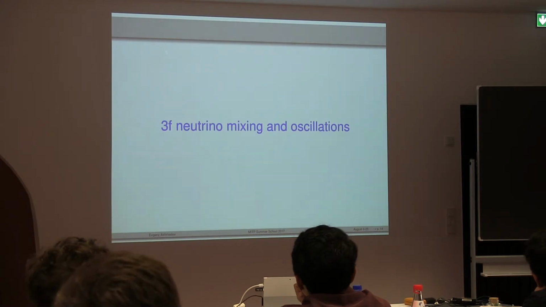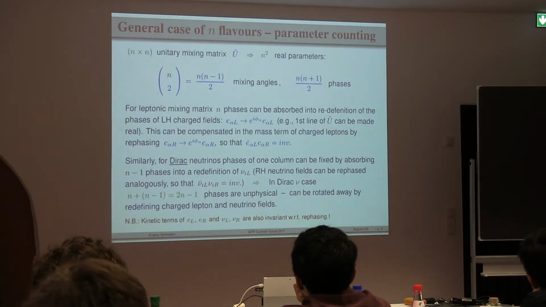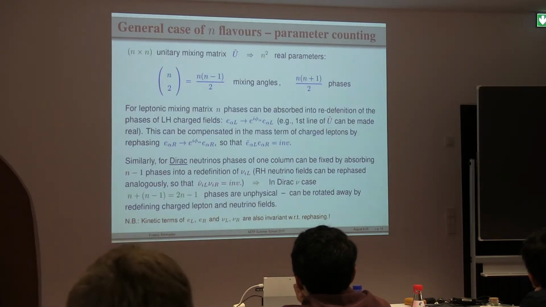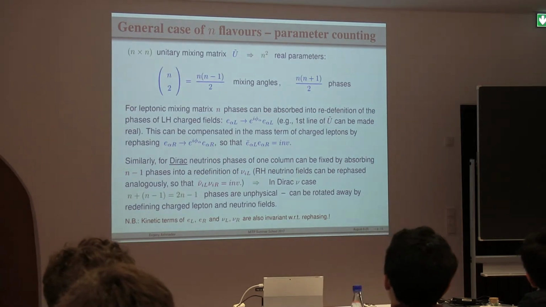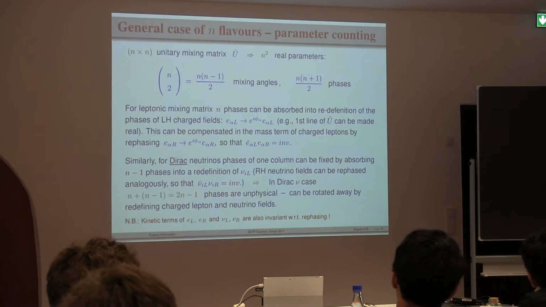Now, this was a very simple case of two-flavor neutrino oscillation. Now I want to shift to three-flavor neutrino oscillations and discuss its phenomenology. Let me start with the general n-flavor case. In the n-flavor case, the leptonic mixing matrix is an n by n general unitary matrix. It contains some number of parameters which can be interpreted as rotations or angles, and the rest are phases.